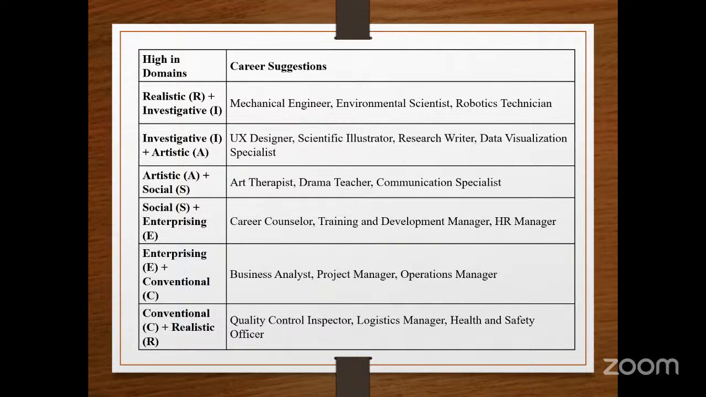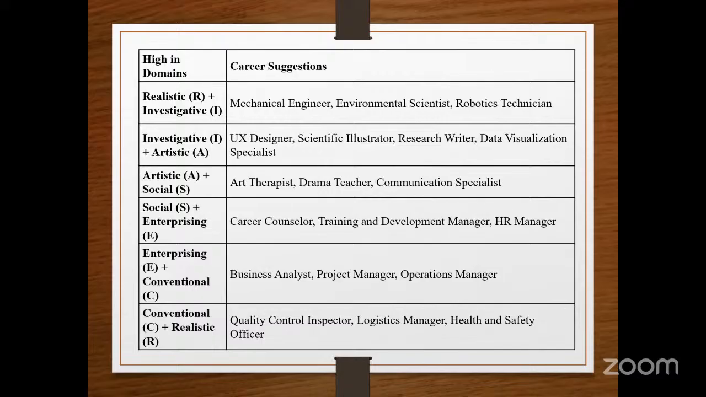So this is the last slide I would like to share, where I have put an example of high domains. If you are high in realistic and investigative, you can pursue mechanical engineer, environmental scientist, and robotic technician. If you are high in investigative and artistic, you can follow scientific illustrator, research writer, data visualization specialist. You can follow these career options.